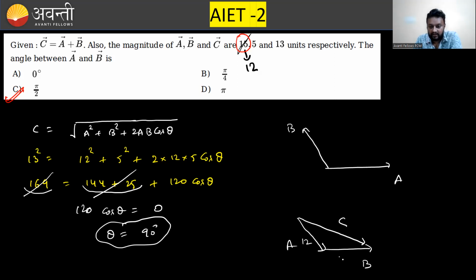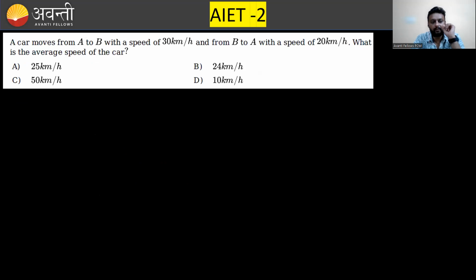Now, one is 12, one is 5, so this one is 13. This case is possible only when the angle between them is 90 degrees. Only then it will follow the same process of Pythagoras theorem. So you can clearly examine the situation using this triangular law of vector addition as well. If you want a more precise, more accurate approach, then you can follow the previous one. Otherwise, especially for this particular question, you can use this as well. Moving further.